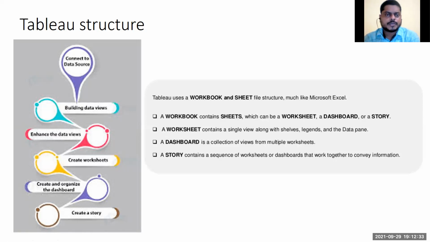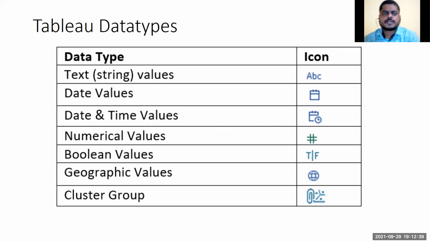I'm going a little bit quick because I've already discussed that when we created that dashboard. Then there are different Tableau data types. This also we have discussed. Text values will be written, symbol will be ABC like this. Date values, date and time values. Numerical values will have this kind of straight hash sign. Boolean values will have true or false, right? Yes or no, those kind of symbols. Geographical values will have this kind of globe symbol.